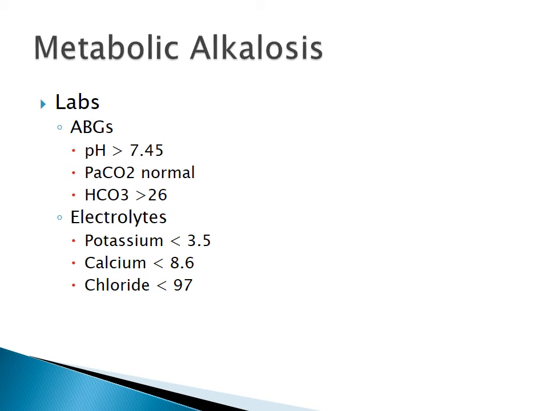Labs, pH will be greater than 7.45 because they're alkalotic. Their PCO2 will be normal because it's not a respiratory issue, but their bicarb is going to be elevated because it's going to be higher than 26. Your electrolytes, you'll see the potassium is going to be down. Remember, as the alkalosis resolves, that potassium will go back, so you kind of have to watch out that you don't overcompensate for this patient. Calcium will be down, chloride will be down.